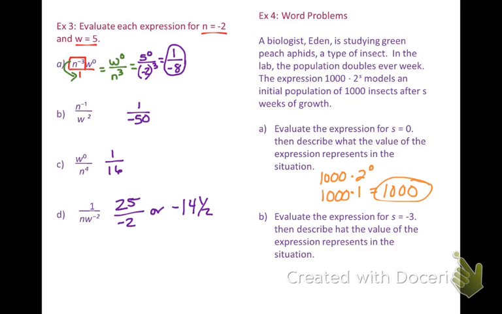Okay, so evaluate the expression for s equals negative 3. That means 3 weeks ago, how many aphids were there? 0 means this week. Negative 3 means 3 weeks ago. So you would do 1,000 times 2 to the negative 3. Notice it's a negative, so I need to make it a fraction. So I make it over 1. And then I box it up and I bring it down. Oh, sorry, not s, sorry, 2. 2 to the negative 3 power.